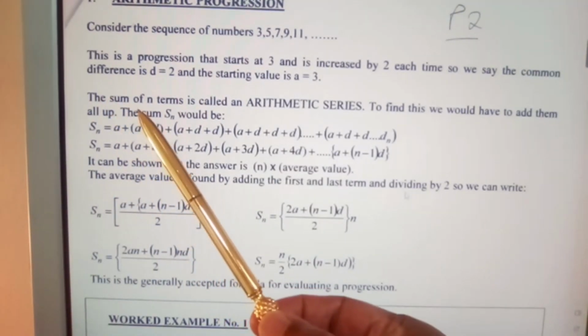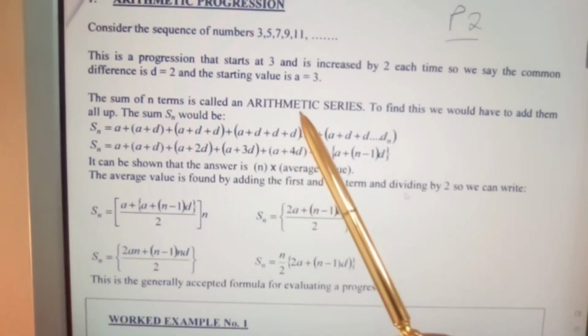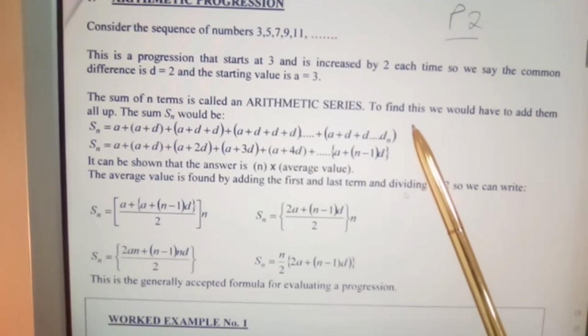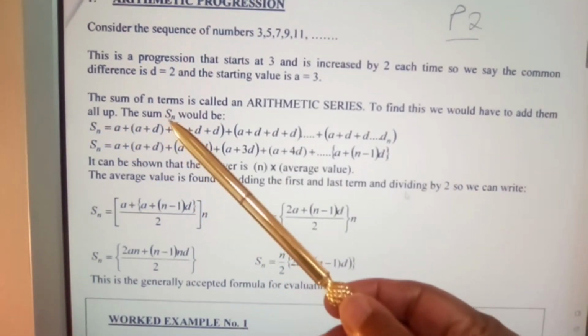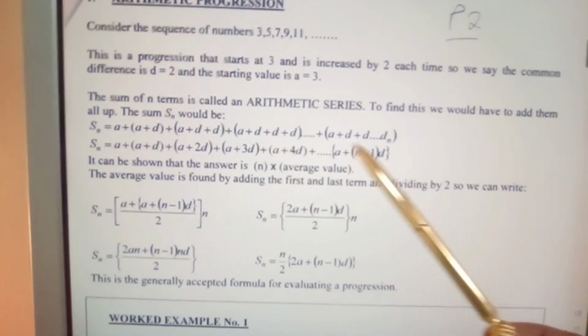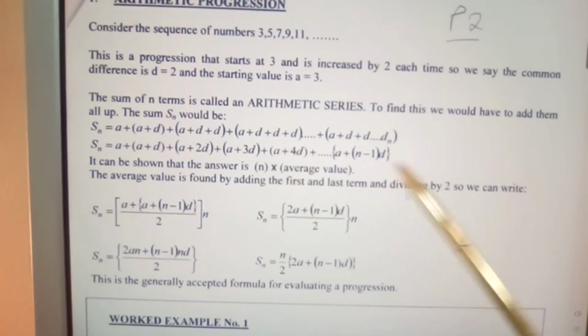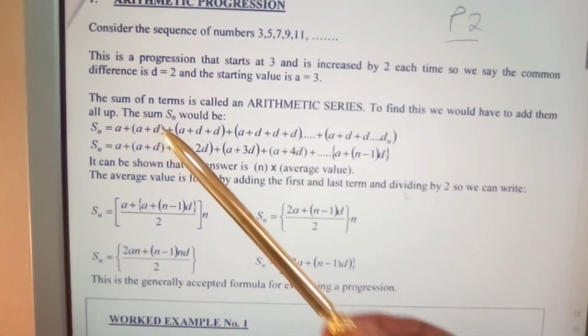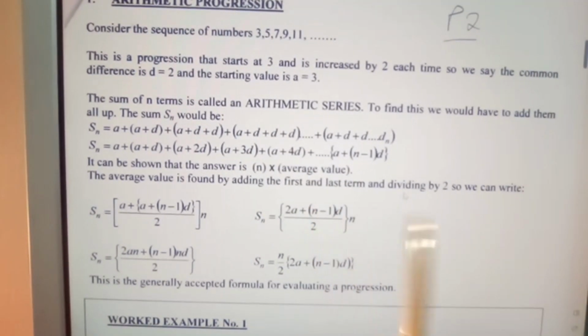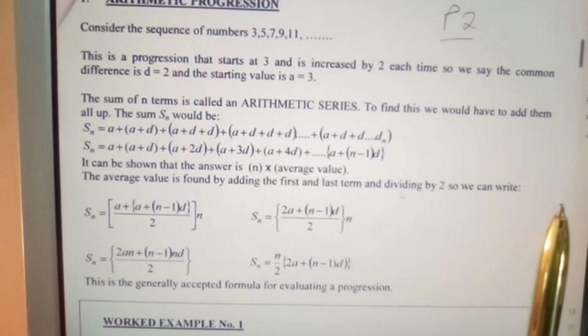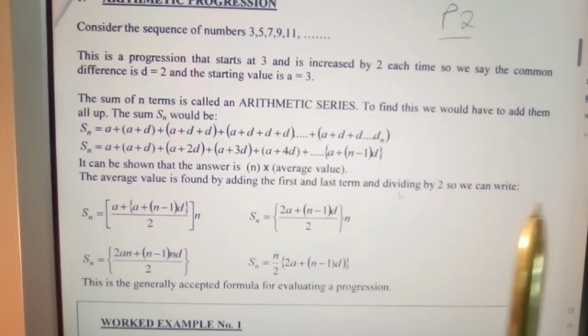Now the sum of n terms is called an arithmetic series. To find this, we would have to add them all up. The sum Sn would be etc. This you need to write out for yourself. I don't need to read this out to you. Okay? This is something that you would have acquired from the mathematics course you would have done already.